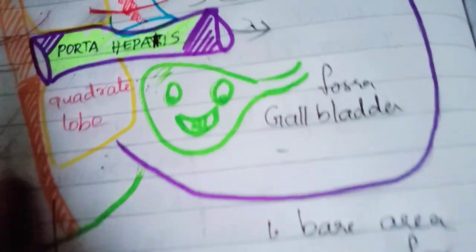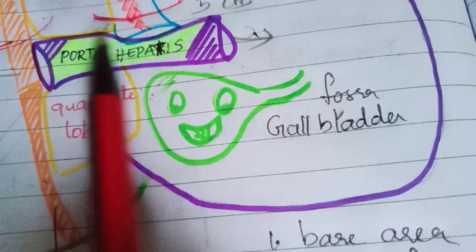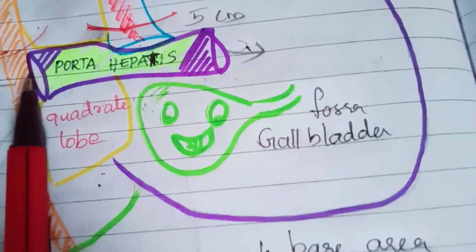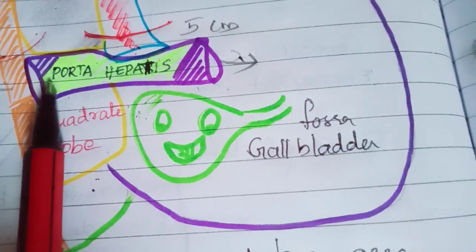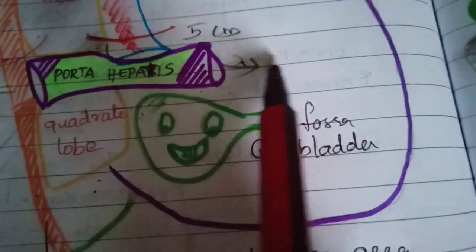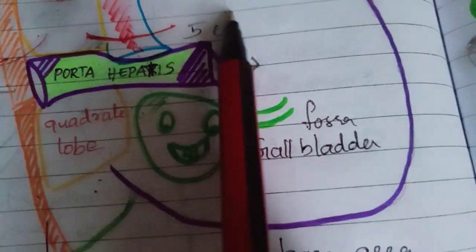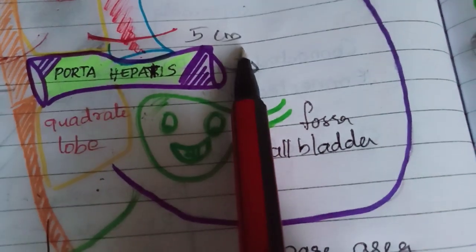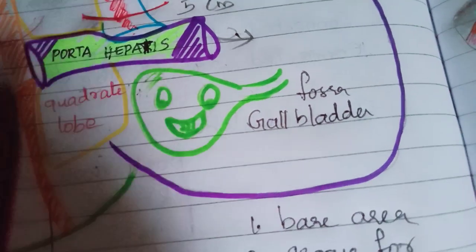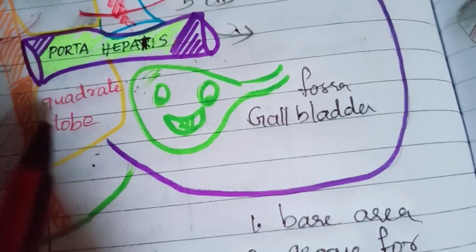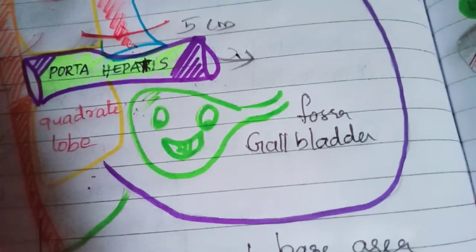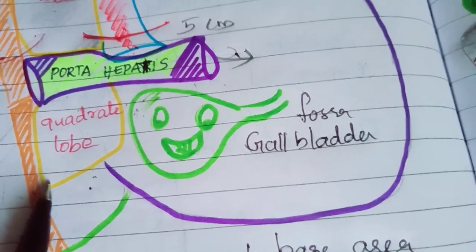Then there is a small portion here, the porta hepatis. What is this porta hepatis? The porta hepatis is a deep transverse fissure about 5 centimeters in length, and it separates the quadrate and caudate lobes. So we can also say that it lies in between the quadrate lobe and the caudate lobe.